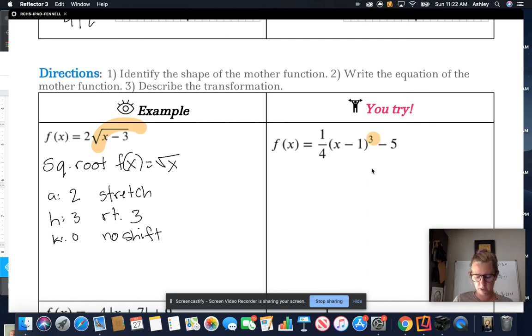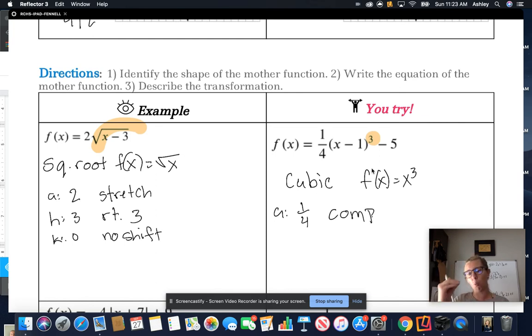All right, next, now we have a cubic function. This is a cubic function. The most basic version of that would be f of x equals x cubed. Let's identify a, h, and k. A is 1/4. This is a compression, every output is 1/4 of the original. H in this case is +1, so this is a shift right 1. K is going to be -5, so we're going to go down 5.